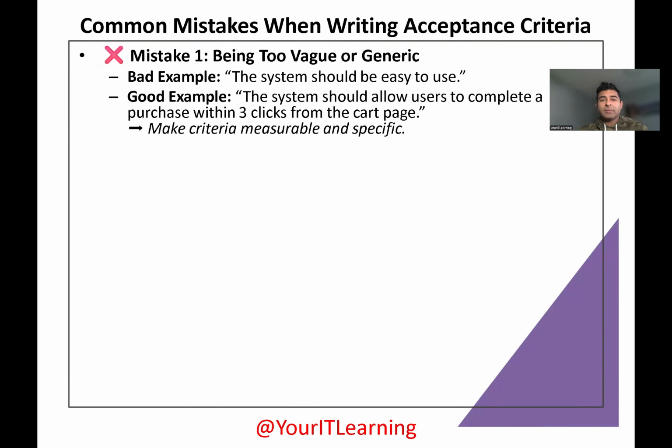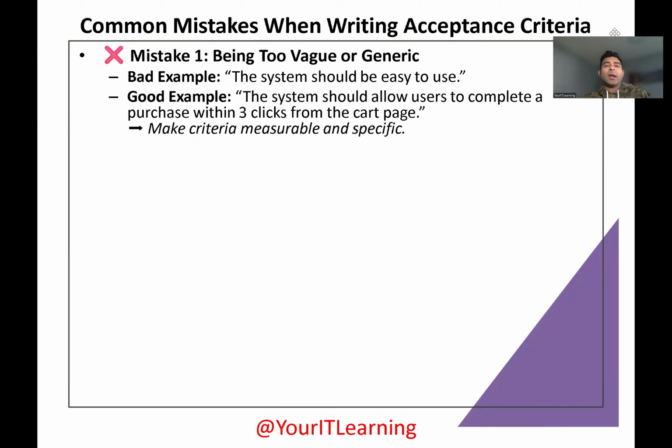Mistake number one when writing acceptance criteria: being too vague or generic. A bad example for that would be "the system should be easy to use." It doesn't tell the developers or anyone else anything. It's a very vague, generic statement. A good example would be "the system should allow users to complete a purchase within 3 clicks from the cart page." So make criteria measurable and specific.